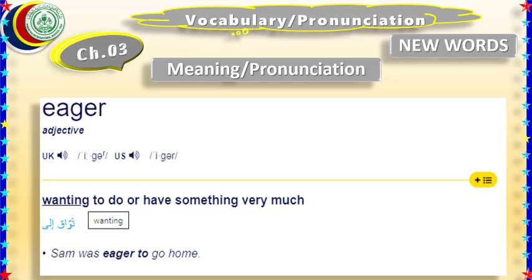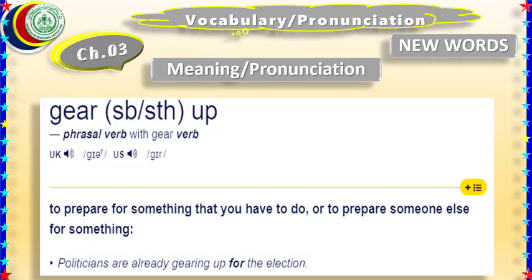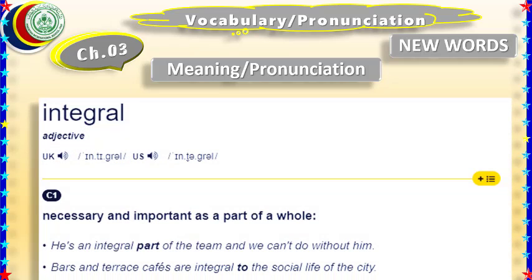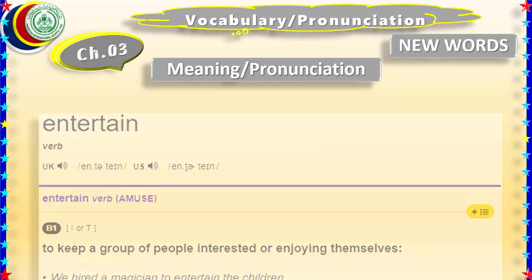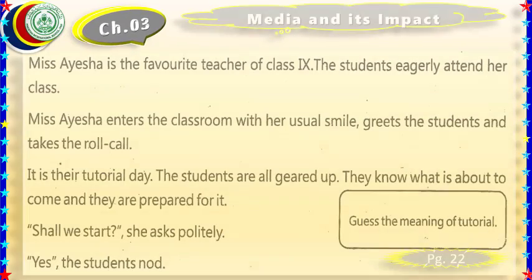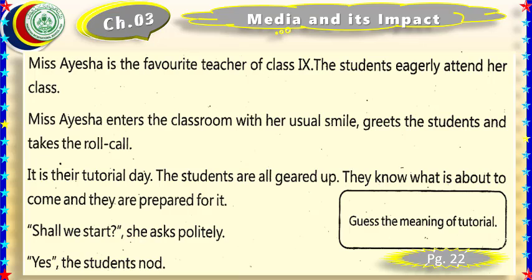Eager, having great desire, wanting to do something. That is eager. Gear up: to get ready. Geared up means who is already ready. Integral means necessary or important as part of a whole. Entertain means to keep a group of people interested or enjoying themselves. Yes, students, this is the beginning of our lesson.